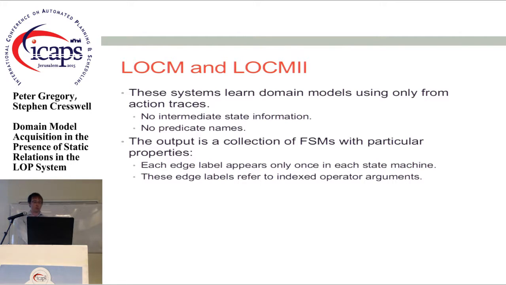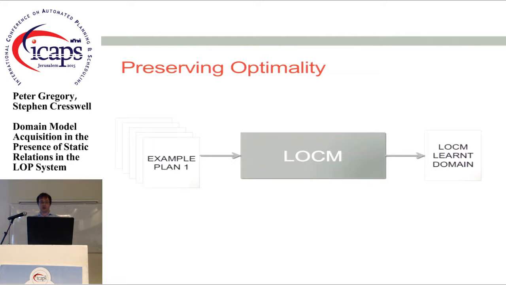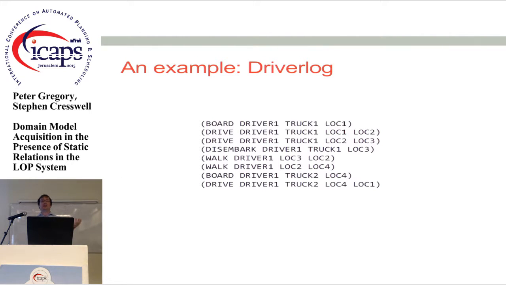Okay, and the assumption that we make is that each object type in the output model can be represented as a state machine with some particular properties, right? So each edge label can only appear once in each state machine, and these edge labels are indexed operator arguments, okay? So we'll see a little example of how this works. So this is kind of the schematic diagram, right? So we get a load of example plans in, we do LOCM in the middle, and then we get some stuff out.